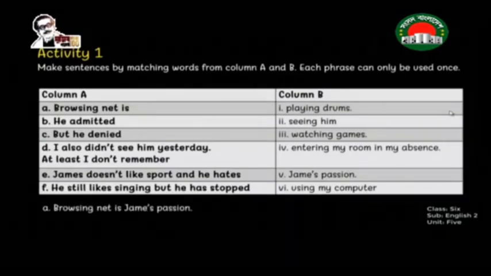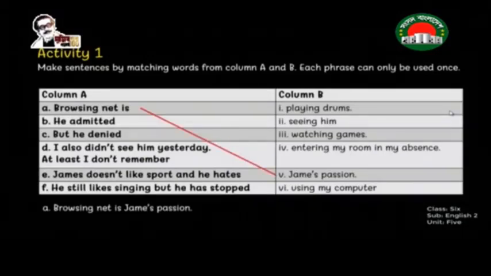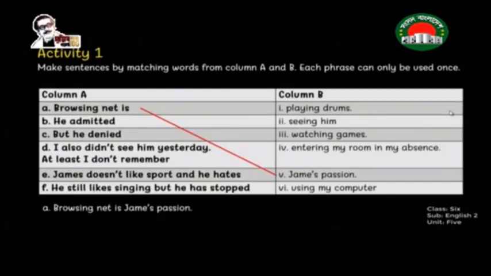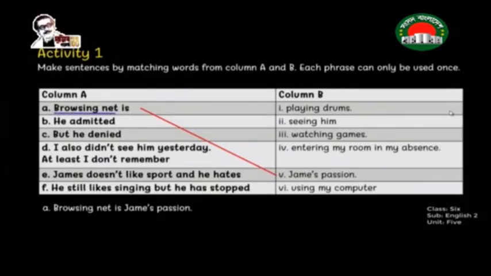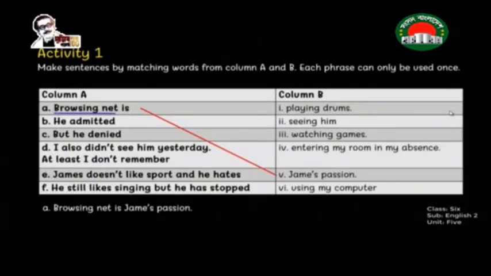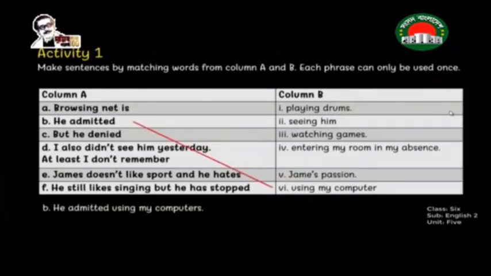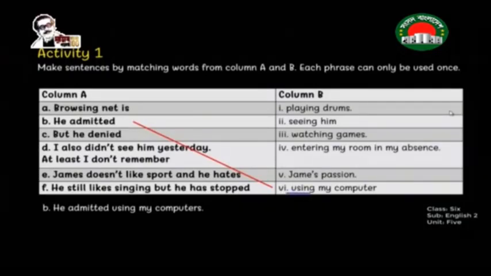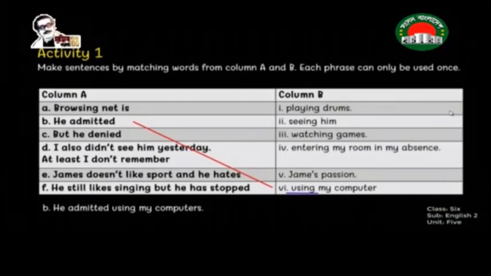Browsing net is James' passion. So here browsing net is an activity. And browsing is here the ing verb. He admitted using my computers. So admitted using. Using is here the ing verb and it's an activity.